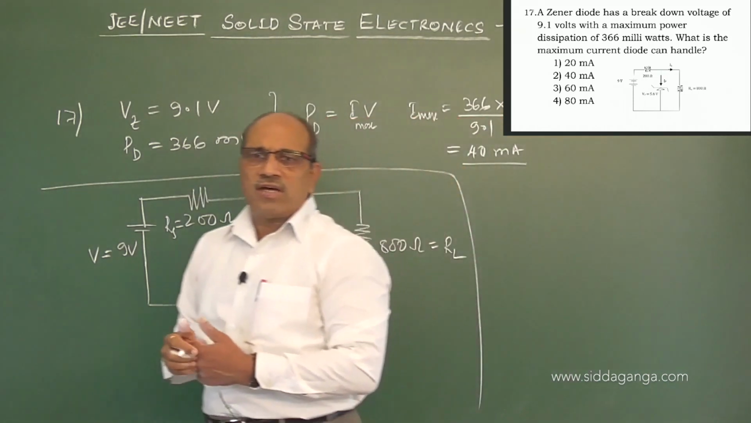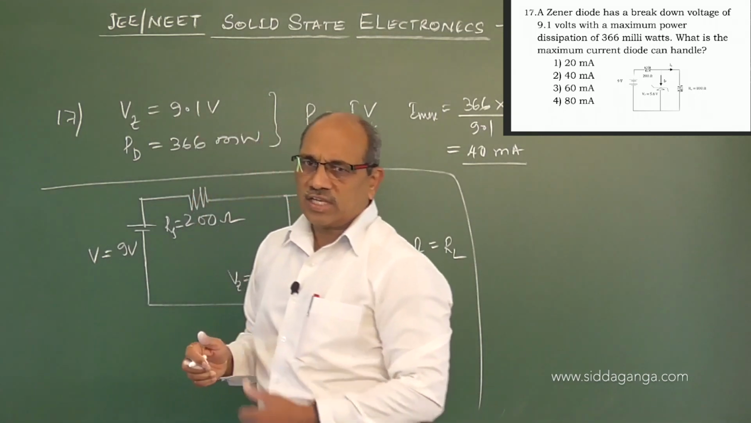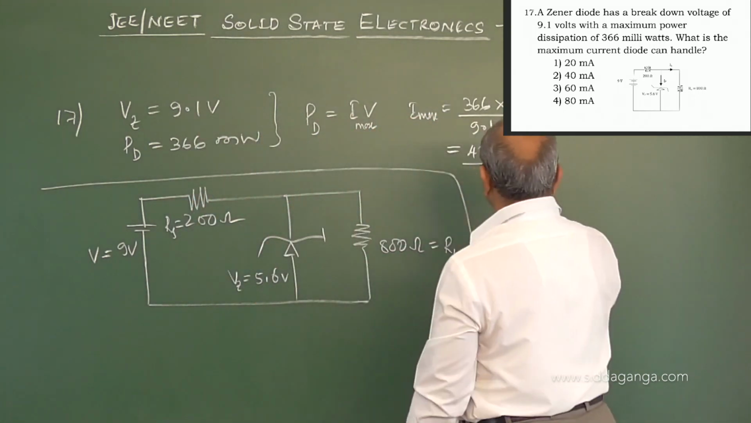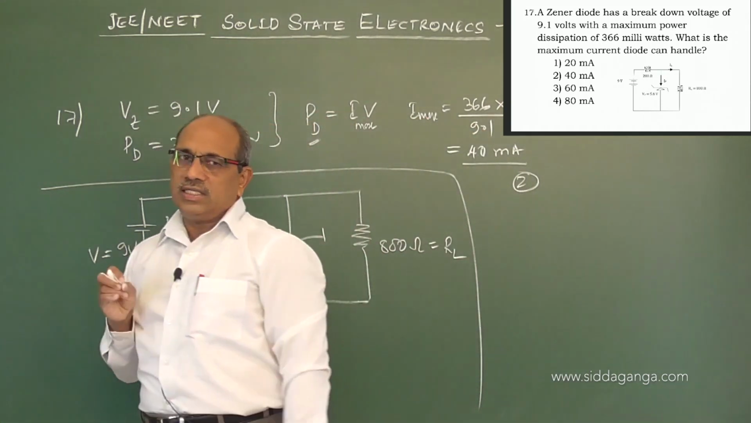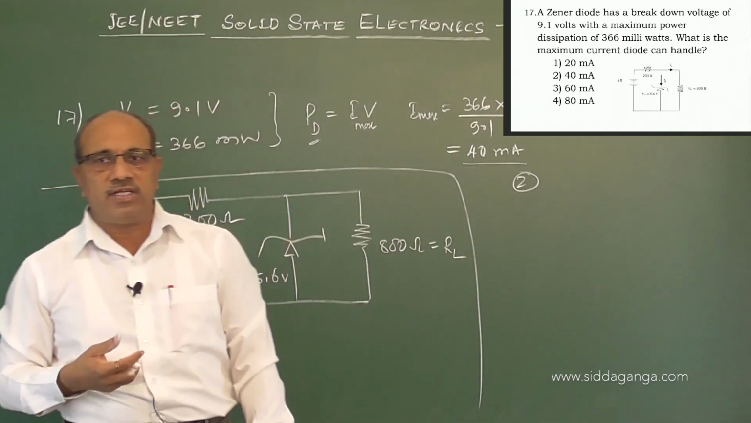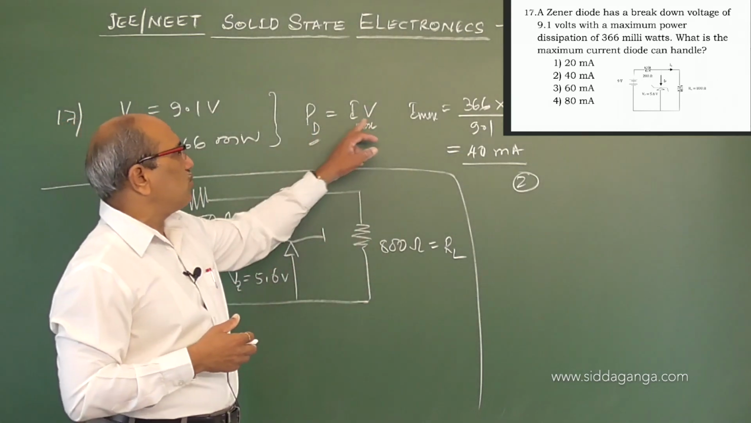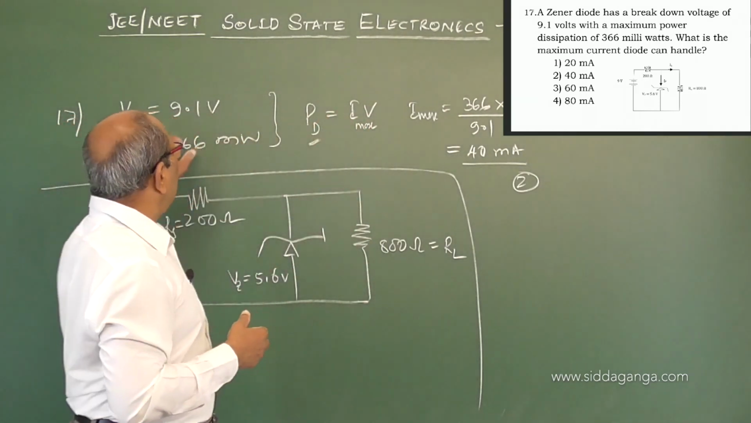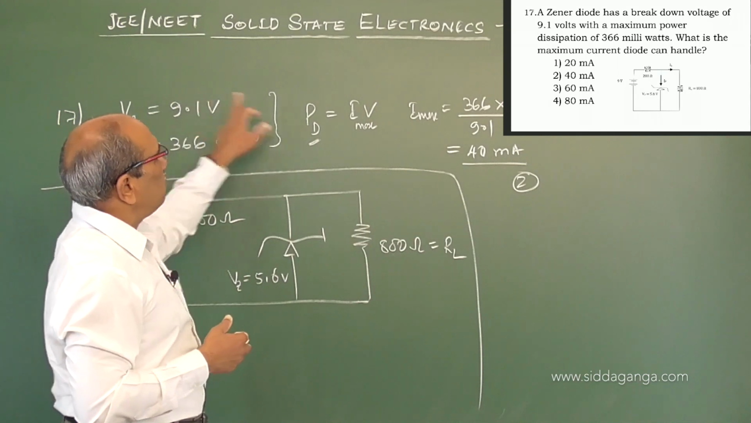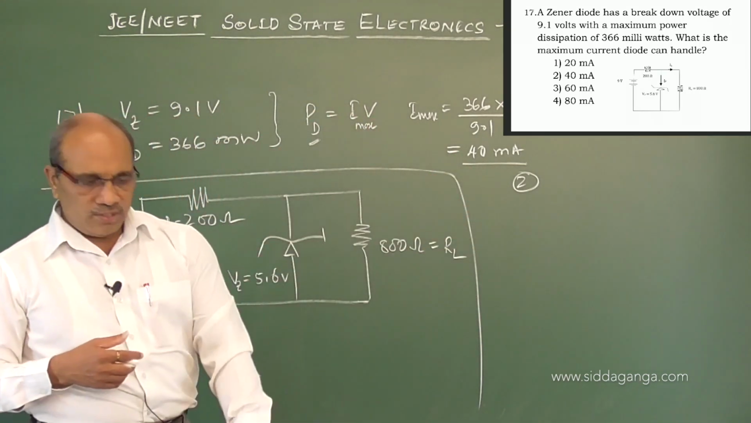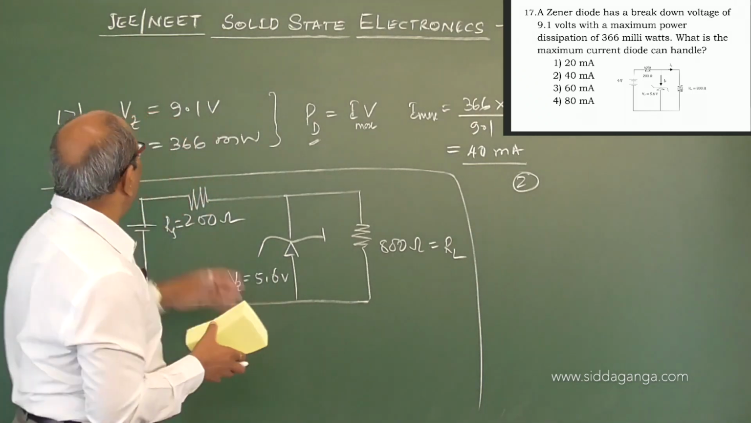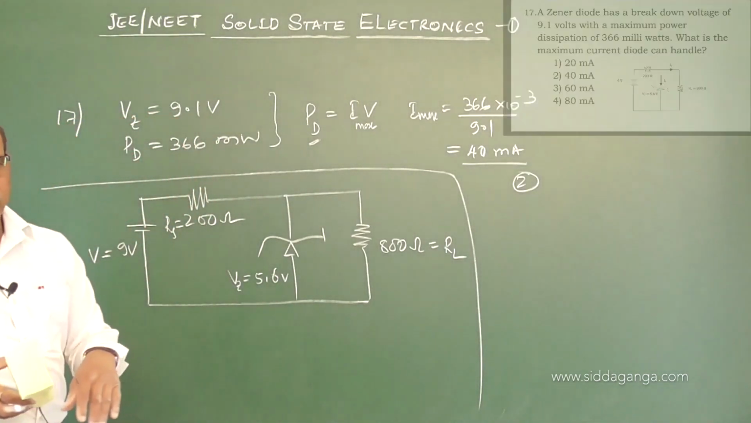So the option you have is the second one, 40 milliamps. I think you followed: it is the power dissipation across a diode, or in general in current electricity you have a relation, power is voltage into current. Maximum current into Zener voltage is the power dissipated. That is equal to 40 milliamps. So that is the answer to the 17th question.